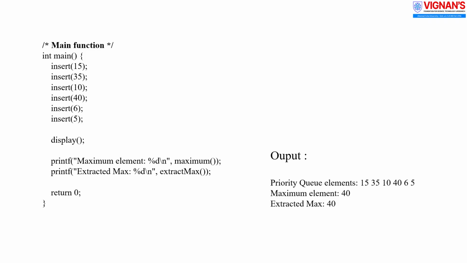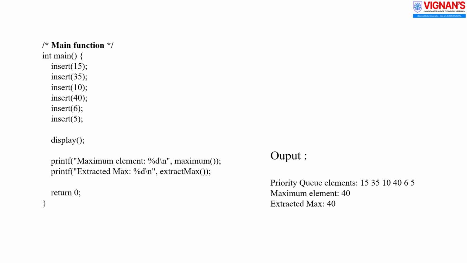First, several elements are inserted into the priority queue. The values inserted are 15, 35, 10, 40, 6, and 5. These values are stored in the priority queue using the insert operation.